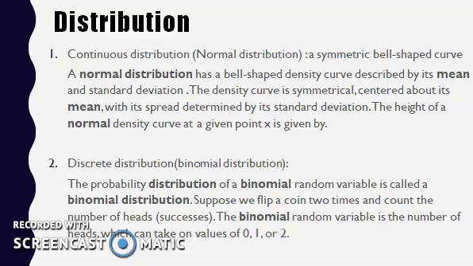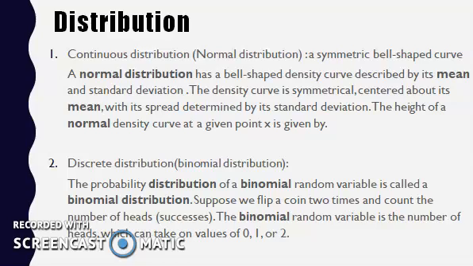Remember that in the previous chapter, we learned about mean, which is average value, and the standard deviation is the difference between one data to another. So we use it in normal distributions. The height of normal density curve at a given point x is given by.